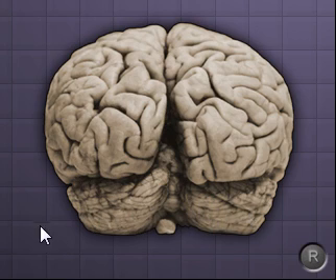The cerebellum has three parts. The middle part of the cerebellum is the vermis. The vermis is surrounded by the other two parts, which are called lateral lobes. This is one lateral lobe, and this is the other lateral lobe of the cerebellum.